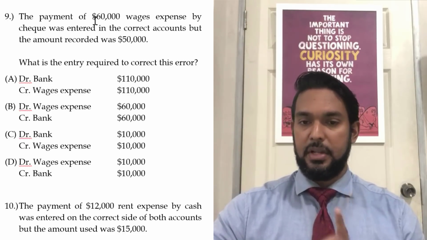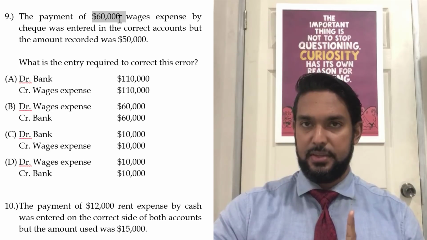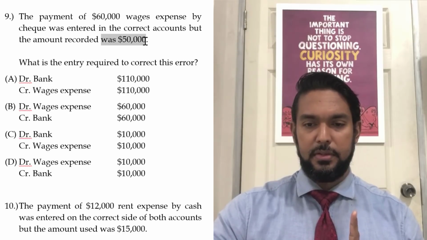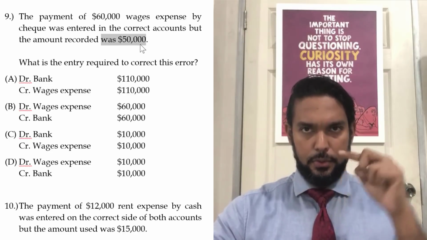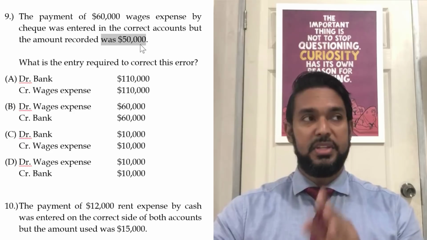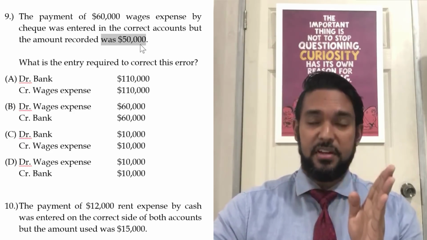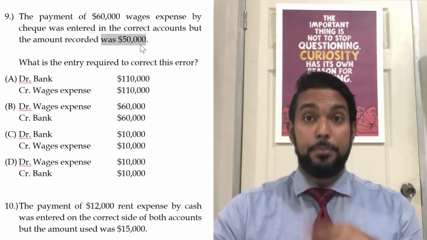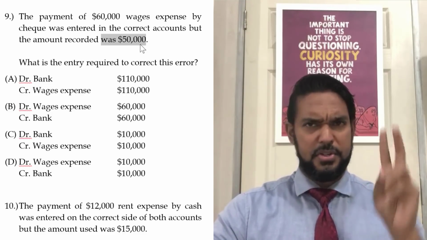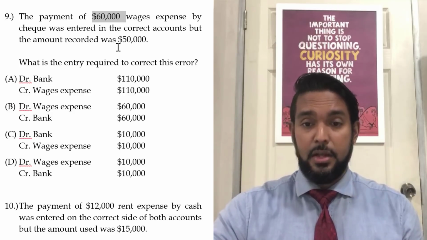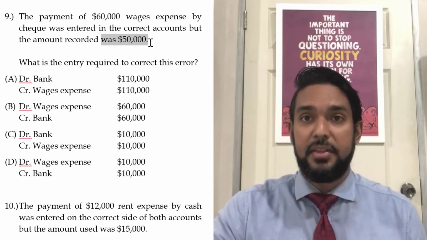What was the correct amount that was supposed to be used? 60,000. What amount was actually used? 50,000. Was this amount too high or too low? It was too low. So it means that we didn't debit enough, and we didn't credit enough in the correct accounts. So now we have to go and put the rest. How much is the rest? 10,000. It was supposed to be 60,000. We only put 50,000. We have to go and put 10,000 more.